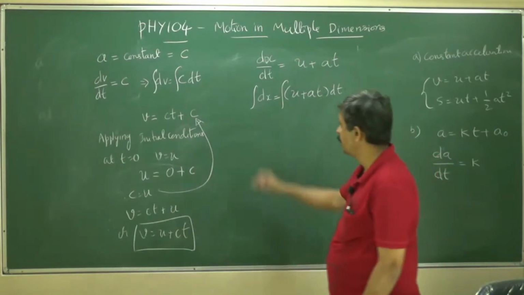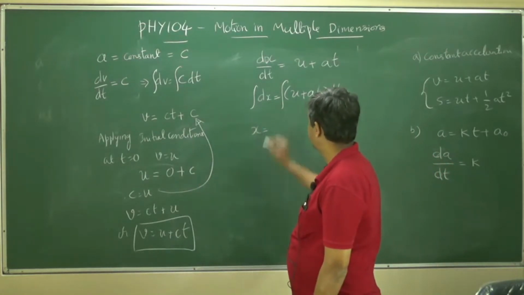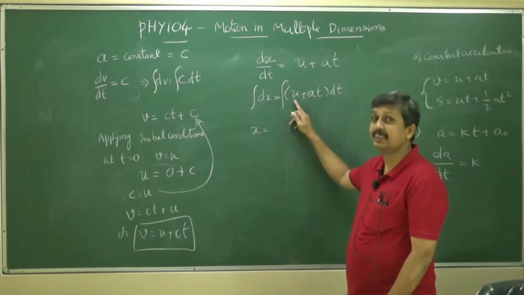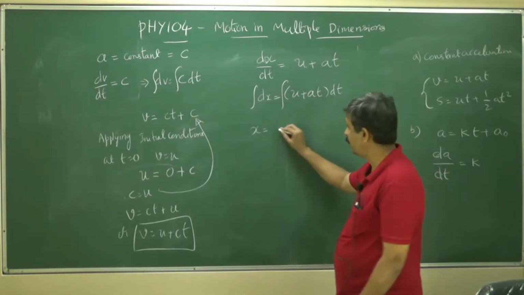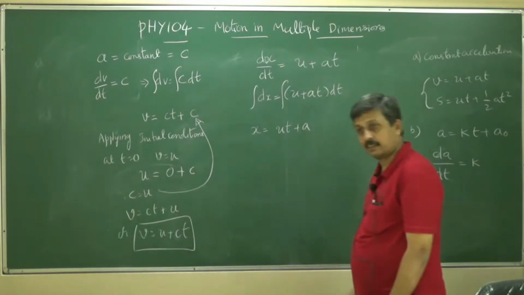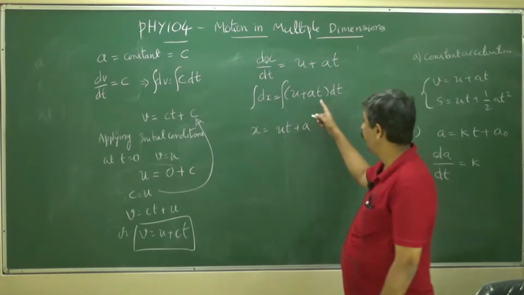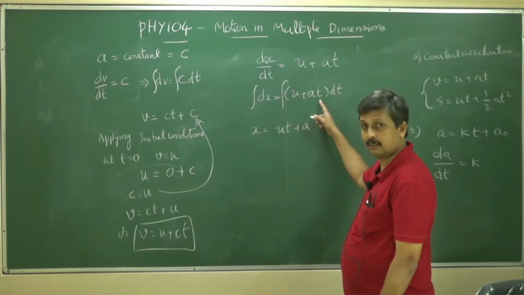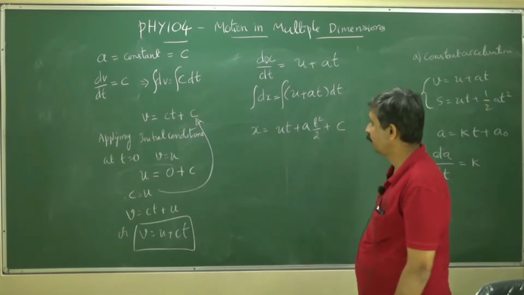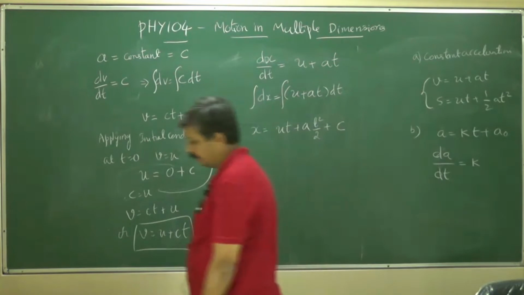So now what will we get? x is equal to, okay, u, when you integrate, u is a constant. You integrate a constant, you will get ut, plus a, you keep it like this. t you integrate, what will you get? t square by 2 plus c. Correct.